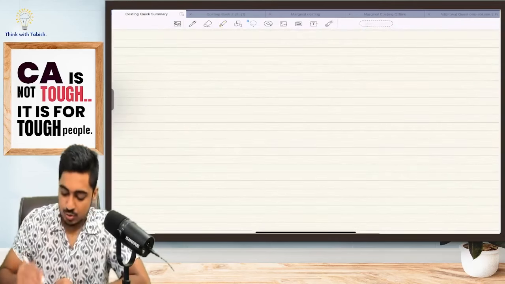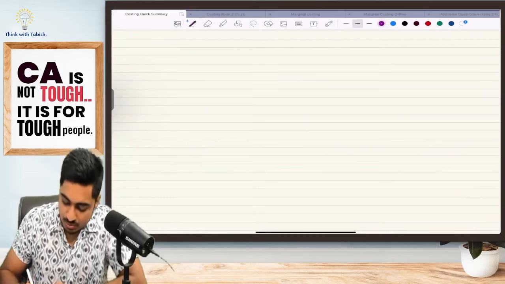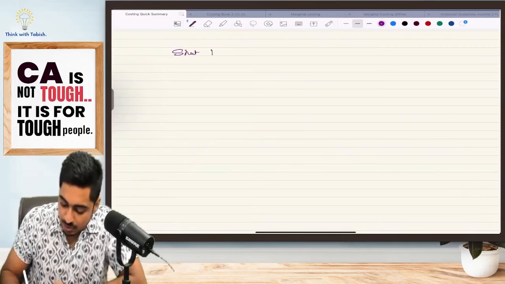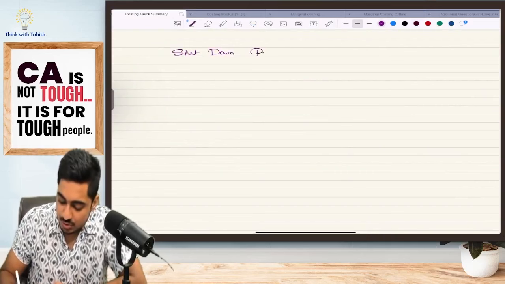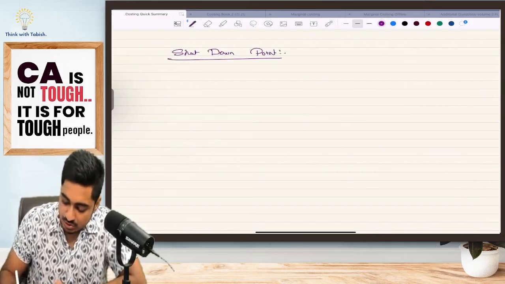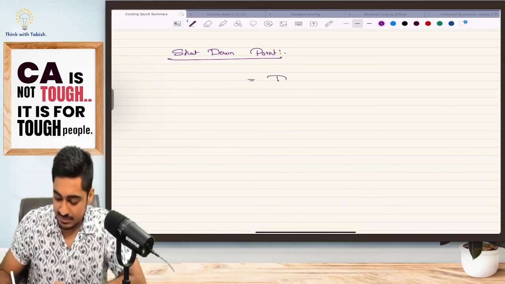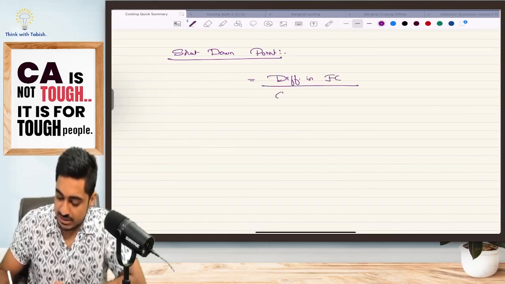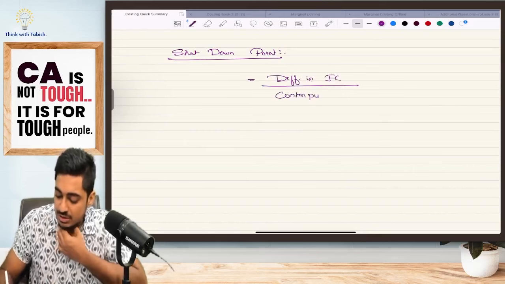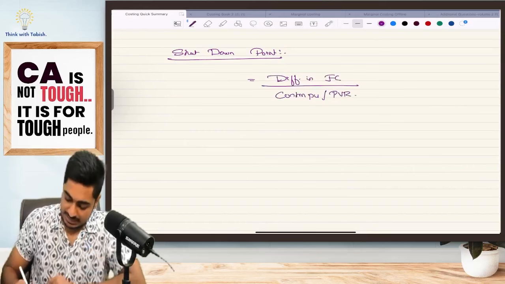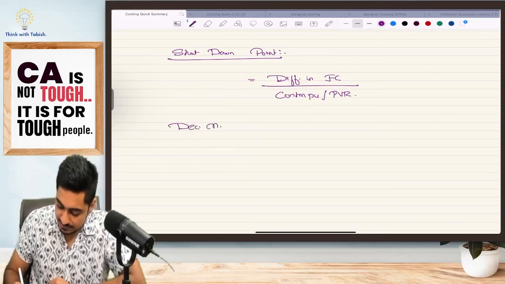Okay, I want one volunteer for the concept of shutdown point. Whatever point we have to write down, first I want you guys to just write it down. Shutdown point is nothing but difference in fixed cost divided by contribution per unit or PV ratio, and write down decision making.